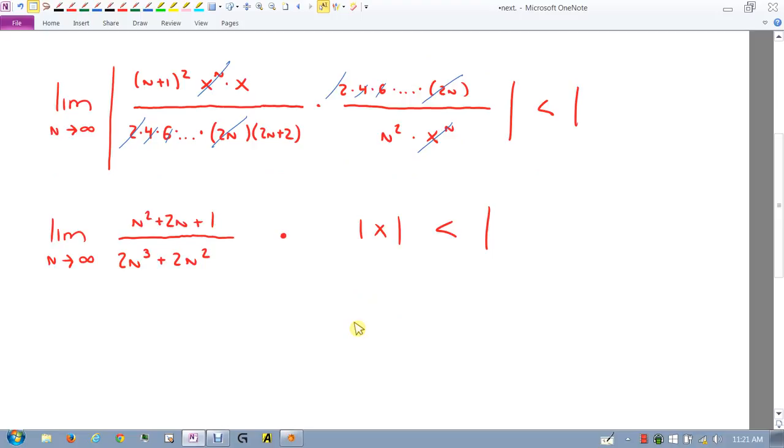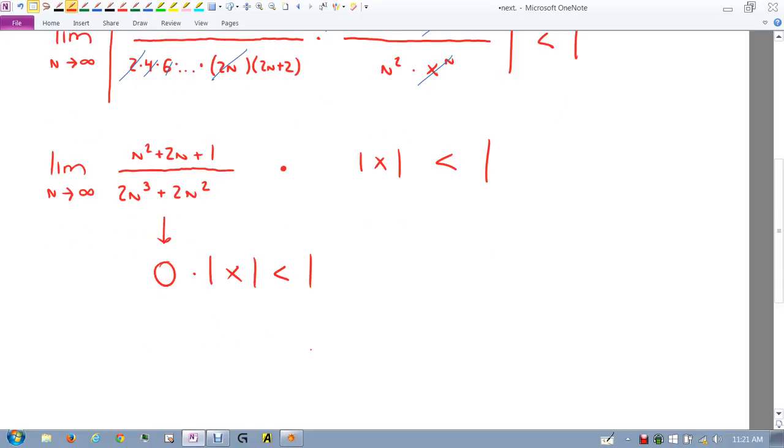What happens? L'Hopital. 0. Which means it doesn't matter what I pick for x, right? This is going to go to 0. That's always going to work. That will always be less than 1. So what is your radius of convergence? Infinity. What's your interval of convergence? Negative infinity to infinity.